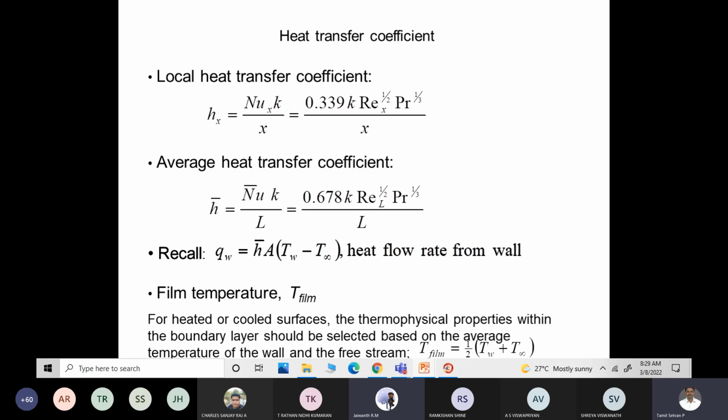Whenever you want to take properties from the data book, you should not take them at the wall temperature or solid surface temperature, nor at the fluid temperature. Air at 20 degrees C will be given in the question. If air at 20 degrees is given, you should not take the 20 degrees C values. You should take solid surface temperature plus air temperature divided by 2. That is the film temperature, and you should take the values only at the film temperature. All of you understood this, students? Why is film temperature very important? Is it fine? Yes, sir.